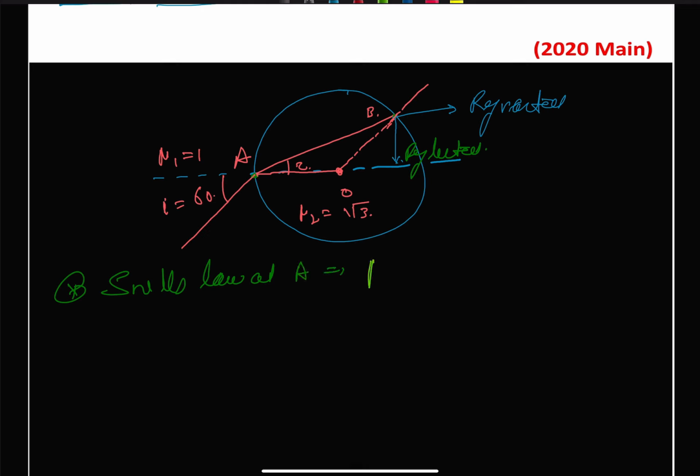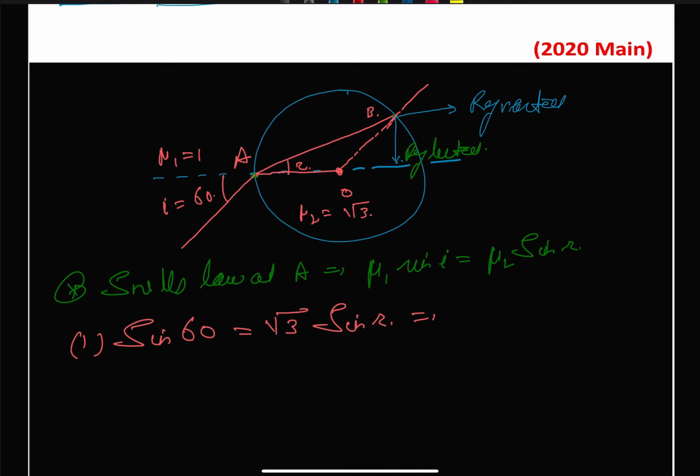We can write mu1 sine of I is equal to mu2 sine of R, and mu1 is 1, and we have sine of 60. Mu2 is square root of 3, and we have this as sine of R. We substitute the value: sine of 60 is square root of 3 divided by 2, and this is equal to square root of 3 sine of R. Square root of 3 cancels, so we get sine of R is equal to 1 by 2, which gives us that R is equal to 30.